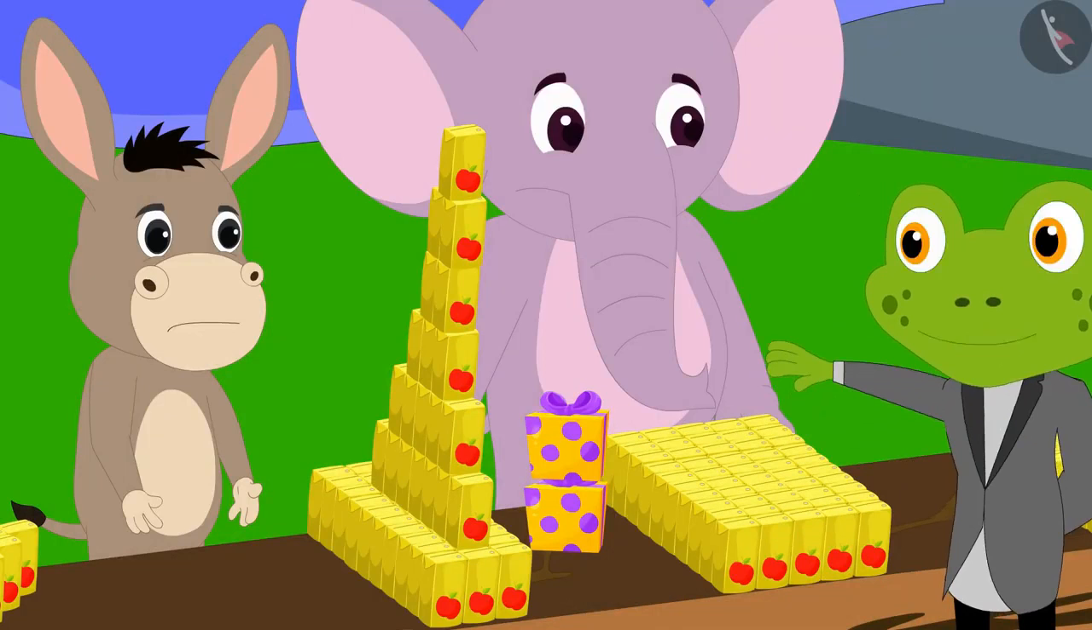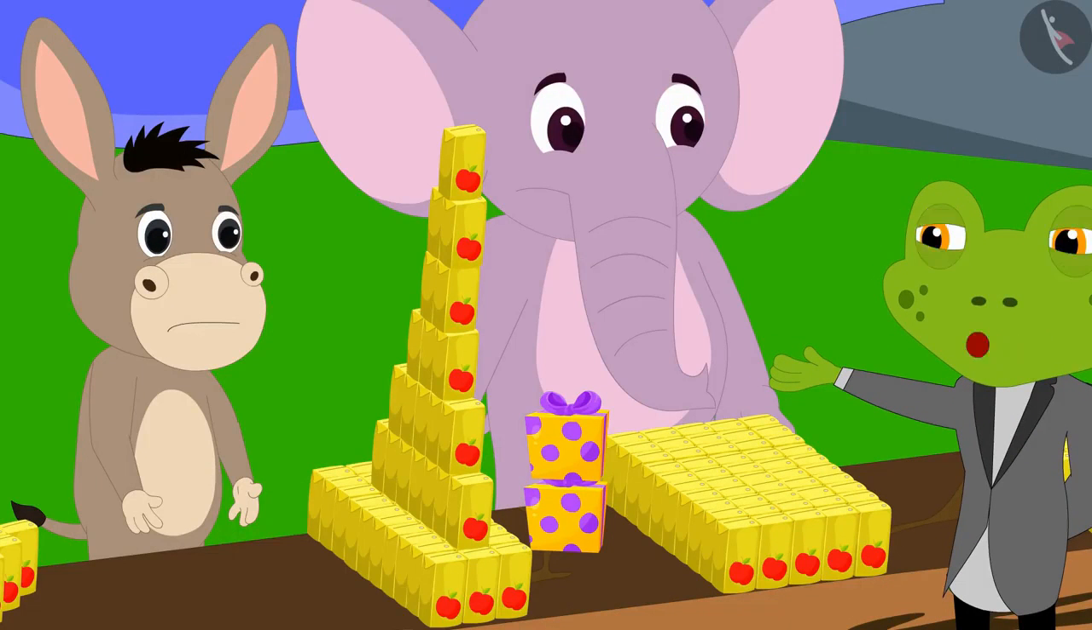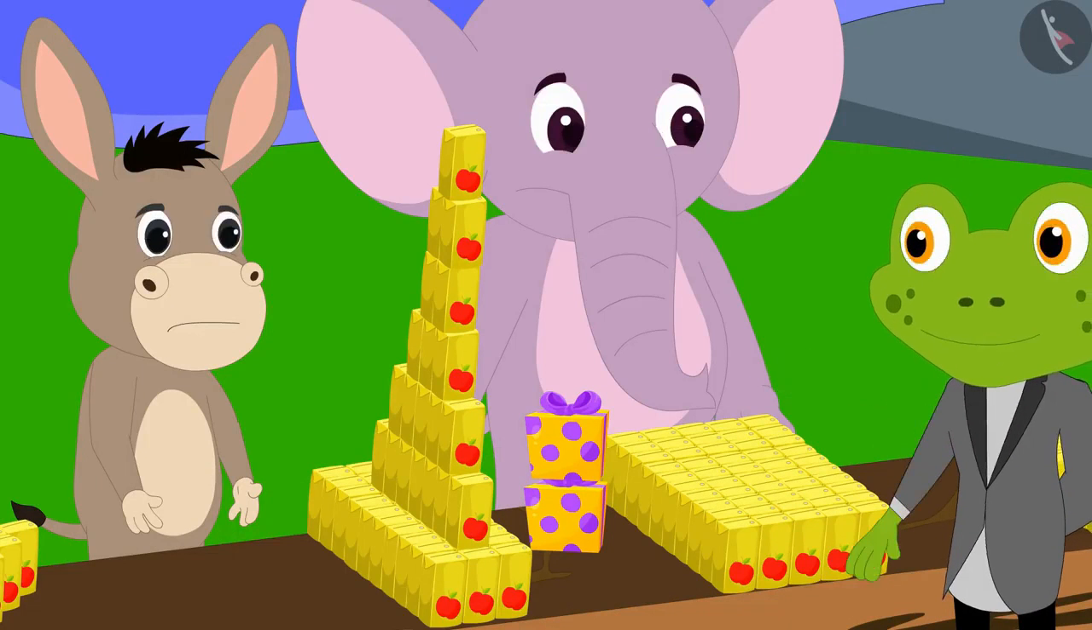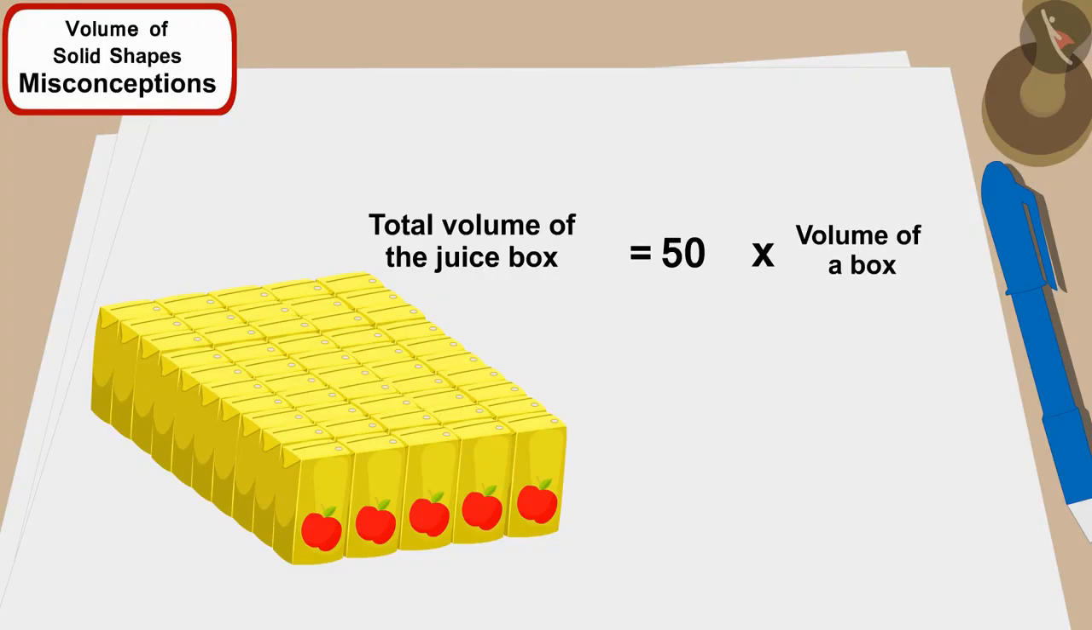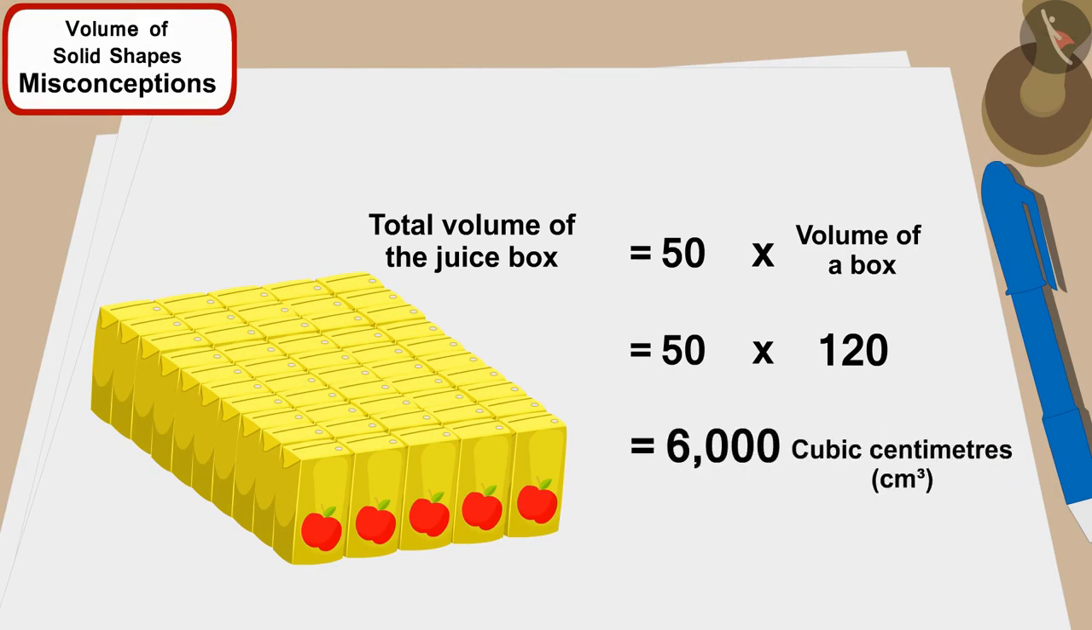Appu, how many juice boxes have you used in your shape? Tarru the frog asked Appu. 50 boxes. Appu quickly said. This means the total volume of juice being used in your shape of container will be 50 times the volume of a box. 50 times 120, that is equal to 6,000 centimeters cubed.